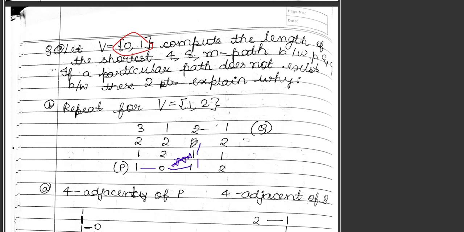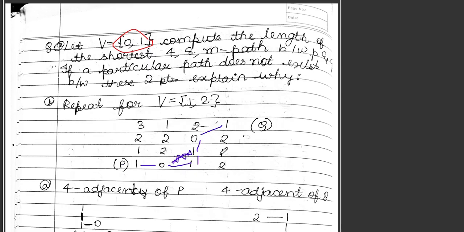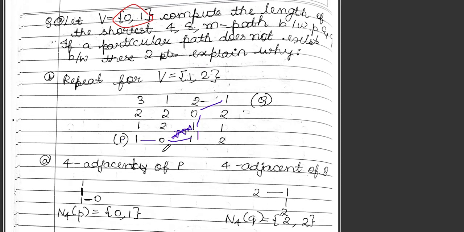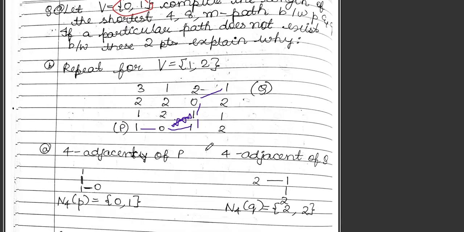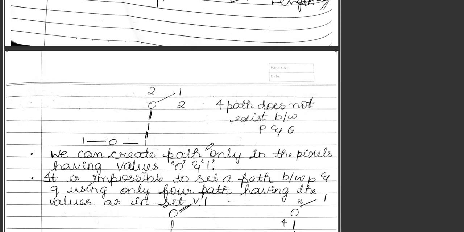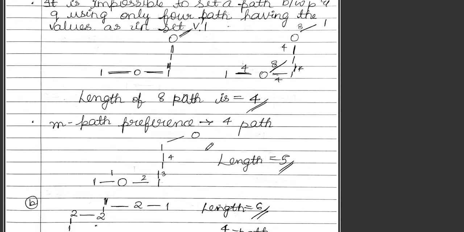Here also we will again use 4 adjacency, and for connection between 0 and 1 we will use 8 adjacency, and hence the final value of the path or the length of the path would be 1, 2, 3, 4 and 5. And hence there are 2 types of adjacency that is existing between points P and Q. 4 adjacency does not exist between points P and Q. 8 adjacency exists with a length of 4, and M adjacency exists with a length of 5. So this is how you solve this problem.